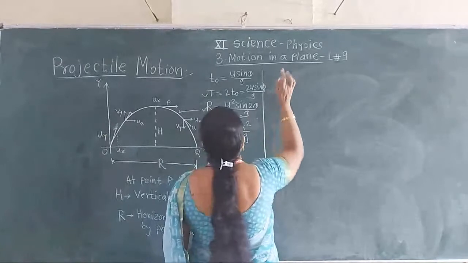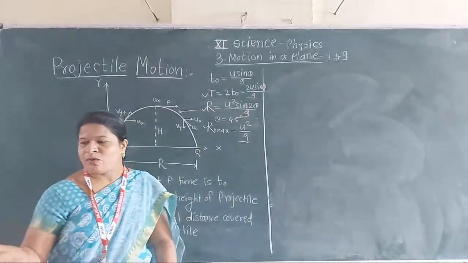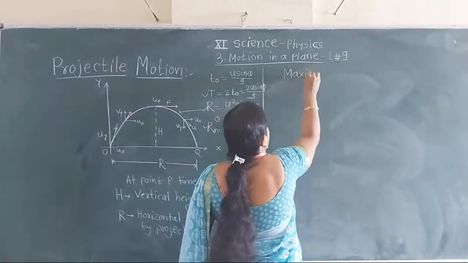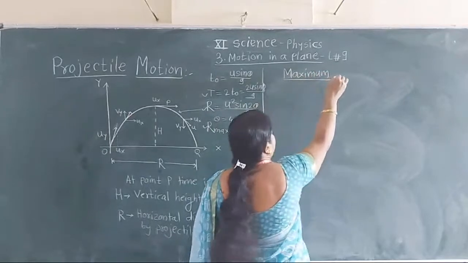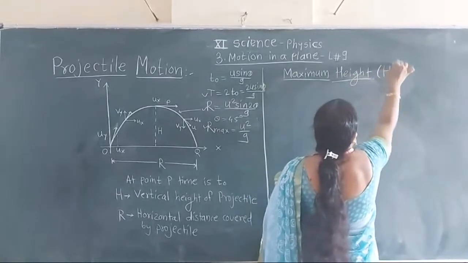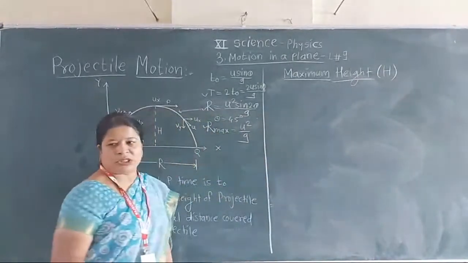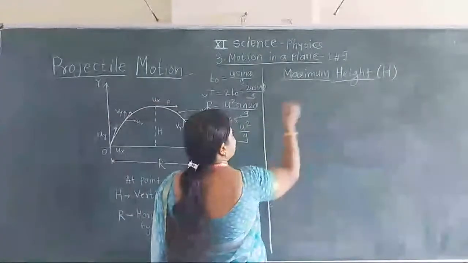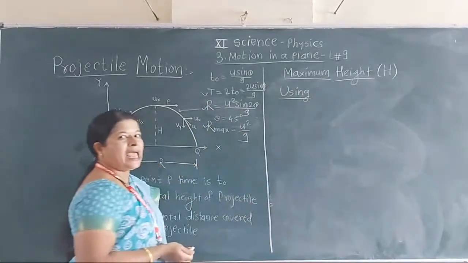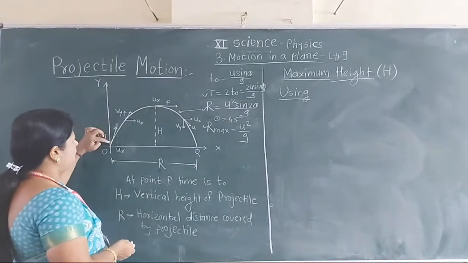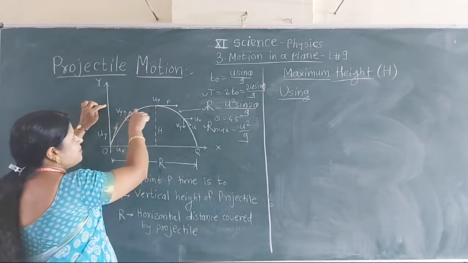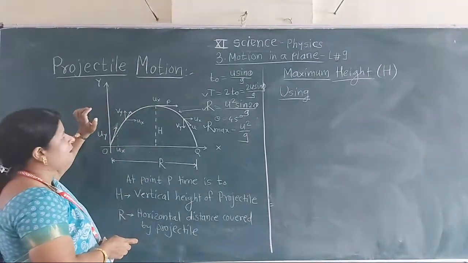So the next equation is the height of a projectile, and for that we take the maximum height of a projectile. For maximum height, we use the letter h. For finding the maximum height h, we use the velocity along the y-axis, because we have to find the maximum height, that means the maximum vertical distance covered by that projectile.